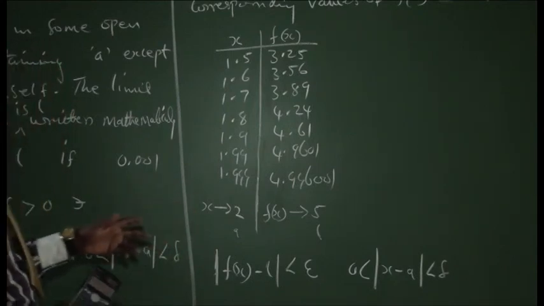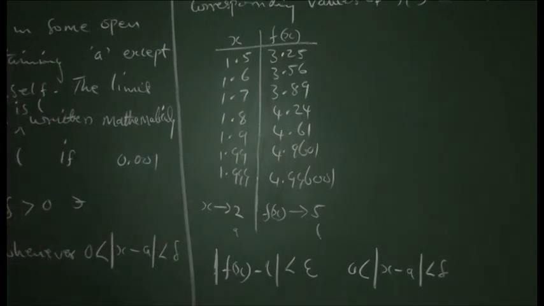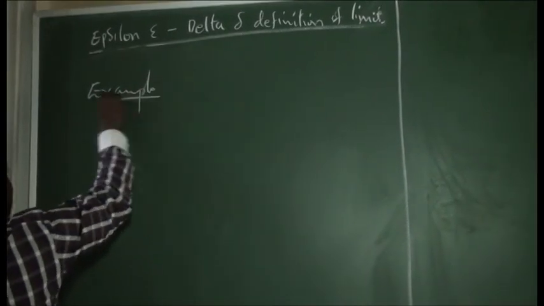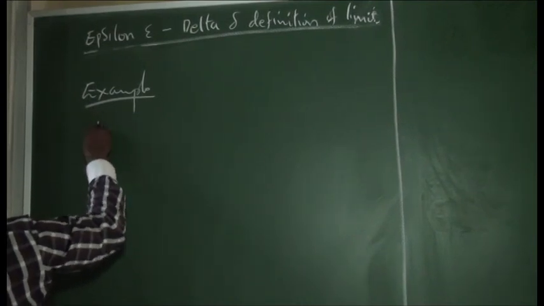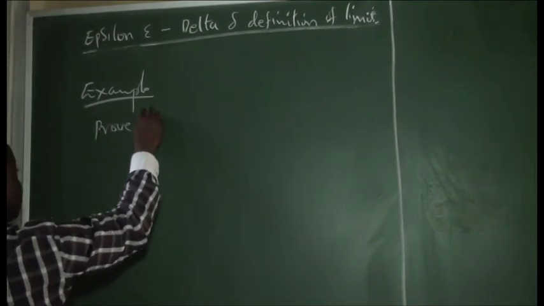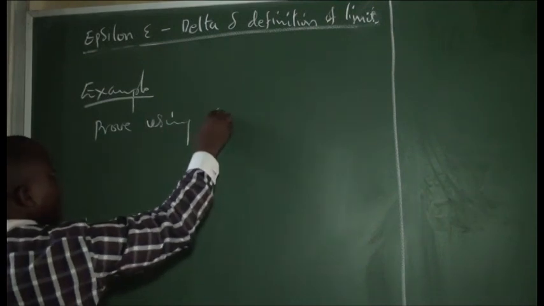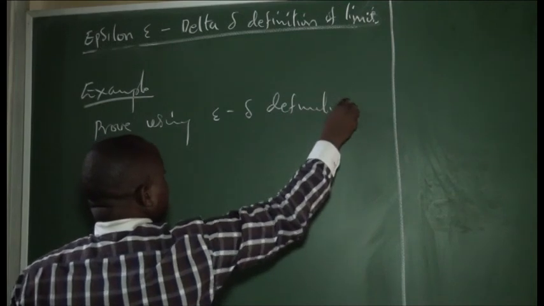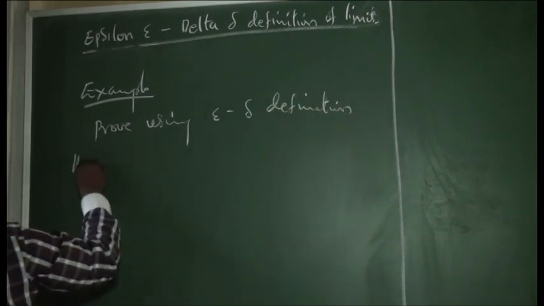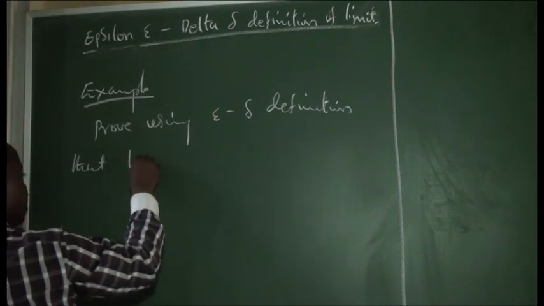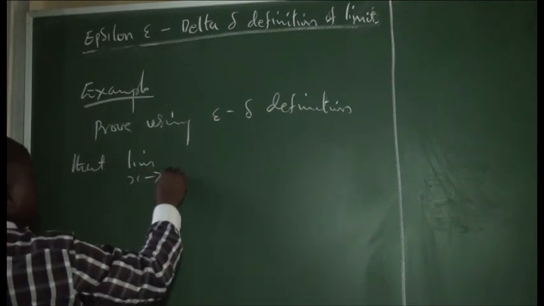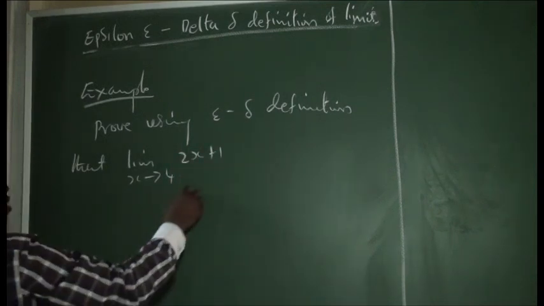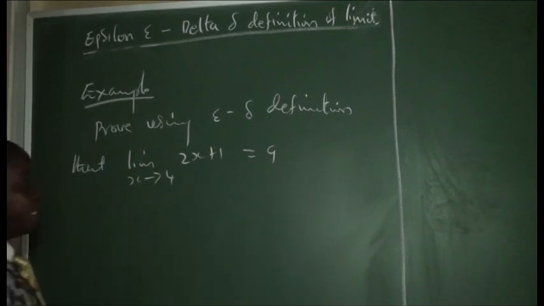Now, the value of delta depends on epsilon. Example: prove using the epsilon-delta definition that the limit of 2x plus 1 as x approaches 4 equals 9.